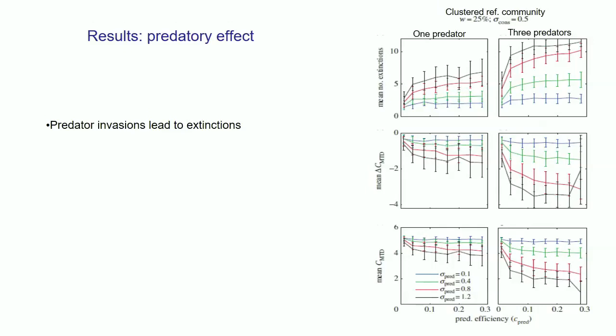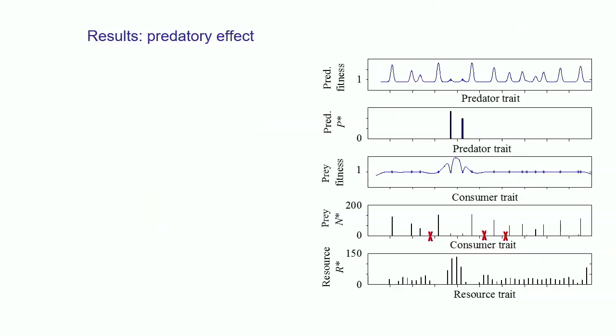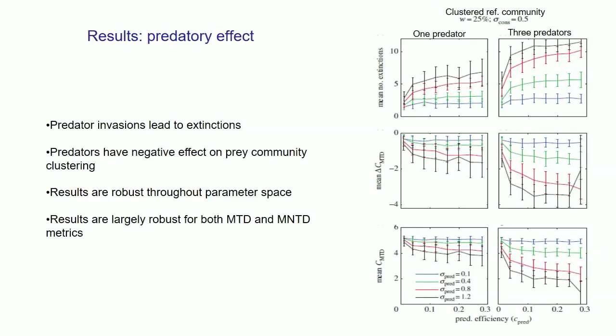That was not very surprising, but more surprisingly, we see a general decrease in community clustering as predators invade. We see that here: there's a decrease in MTD-based clustering with predator efficiency, the number of predators invading, and also the niche width. And these results are quite robust over the parameter space, and they are robust for the different MTD and MNTD values.